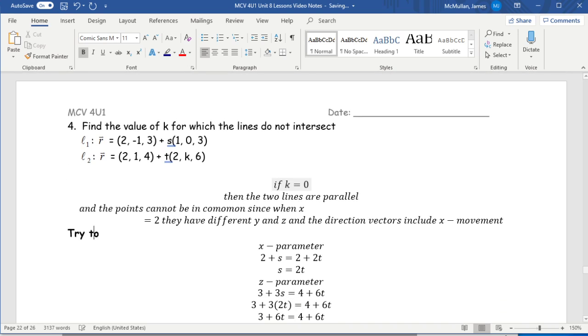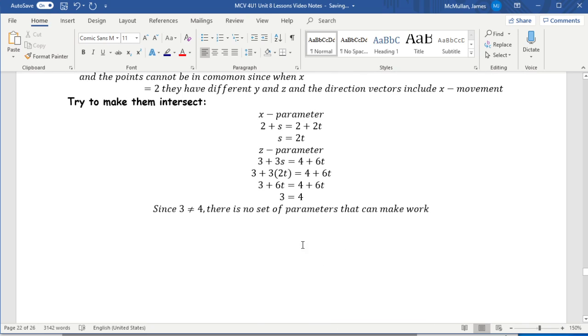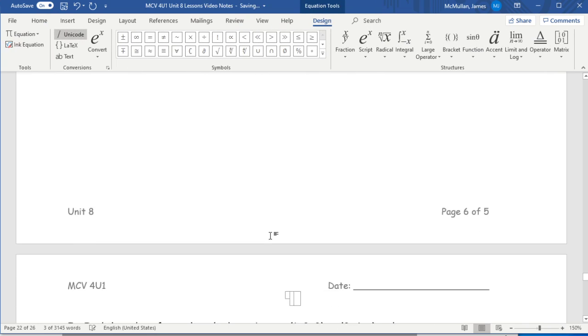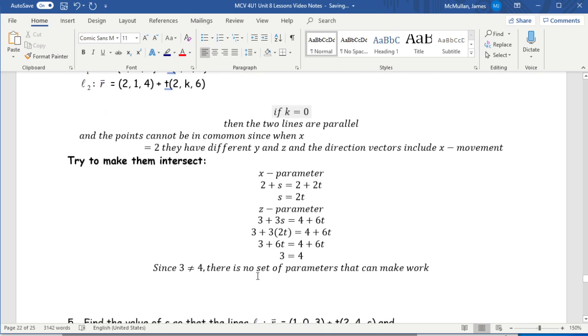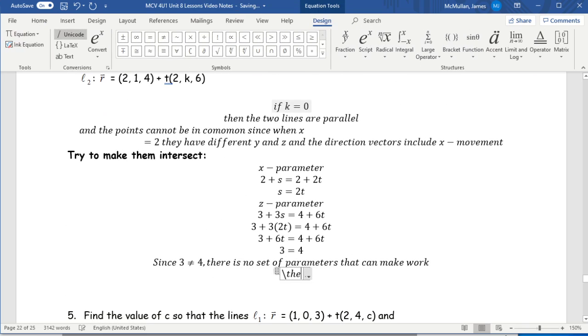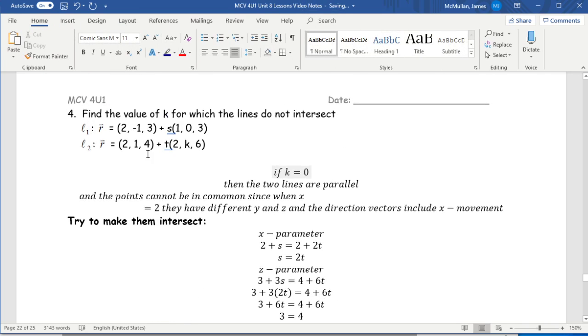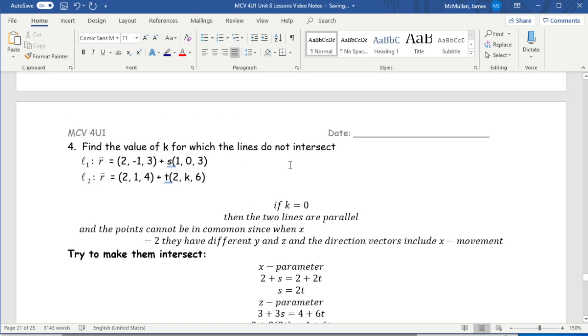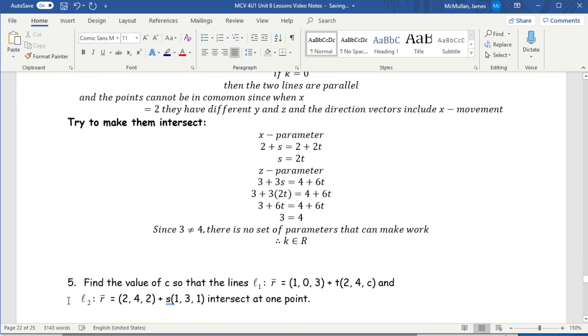So what I would say is try to make them intersect. If you can't do it, then they can't intersect, and k can be whatever you want. So there's no set of parameters that makes this work. So to give an answer, we're going to say, therefore, k is just any real number. Any real number, and these lines will never meet, right? So k can be whatever you want.